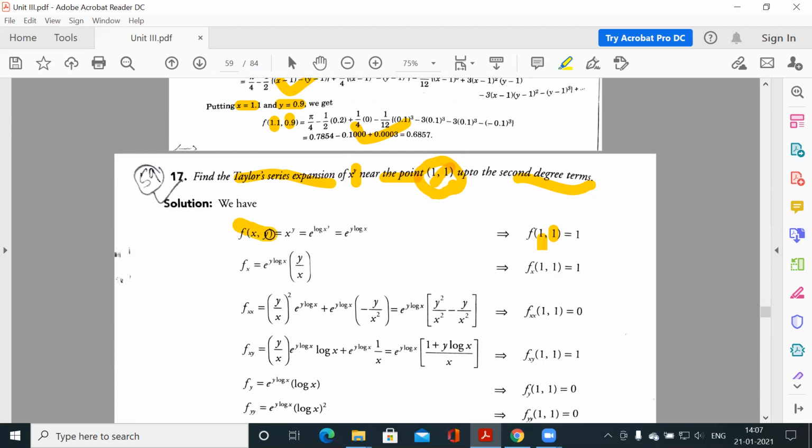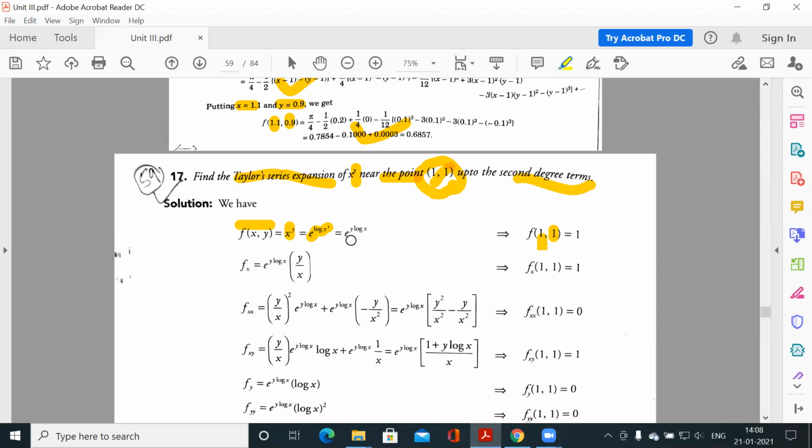So this is your f of xy, x to the power y. Because this is really tough to differentiate, we will use log property. We can write this as e to the power log of x to the power y. In this way, e and log are inverses, so this will cancel out, and only x to the power y is left. So this log of x to the power y can be written as y log x. So this is your function now. Now fx means you have to differentiate it with respect to x.